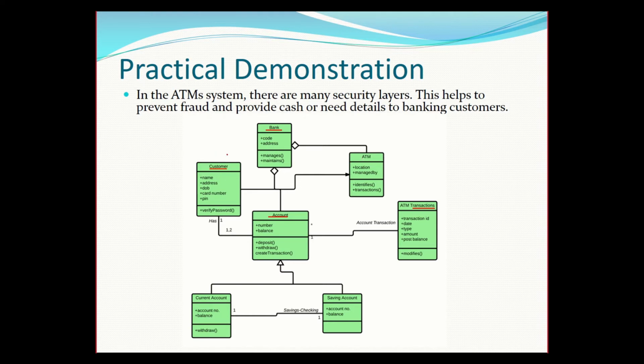So we identify the objects. We say we have customer, we have account, we have transaction, and we have bank. The bank will contain more than one ATM, so we have ATM. Now the account can be generalized into two types. So we could have a current account or what? Or saving account. So we create a generalization.